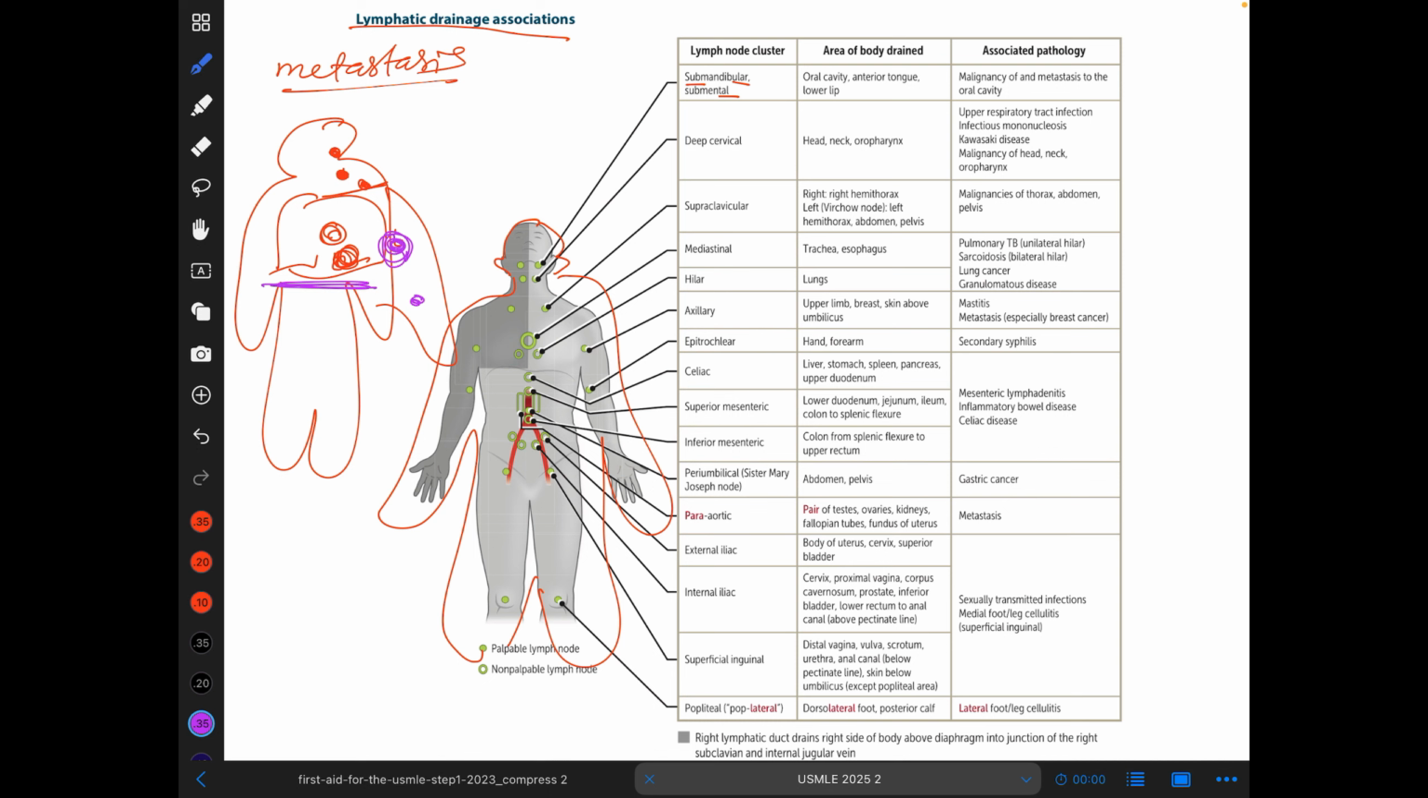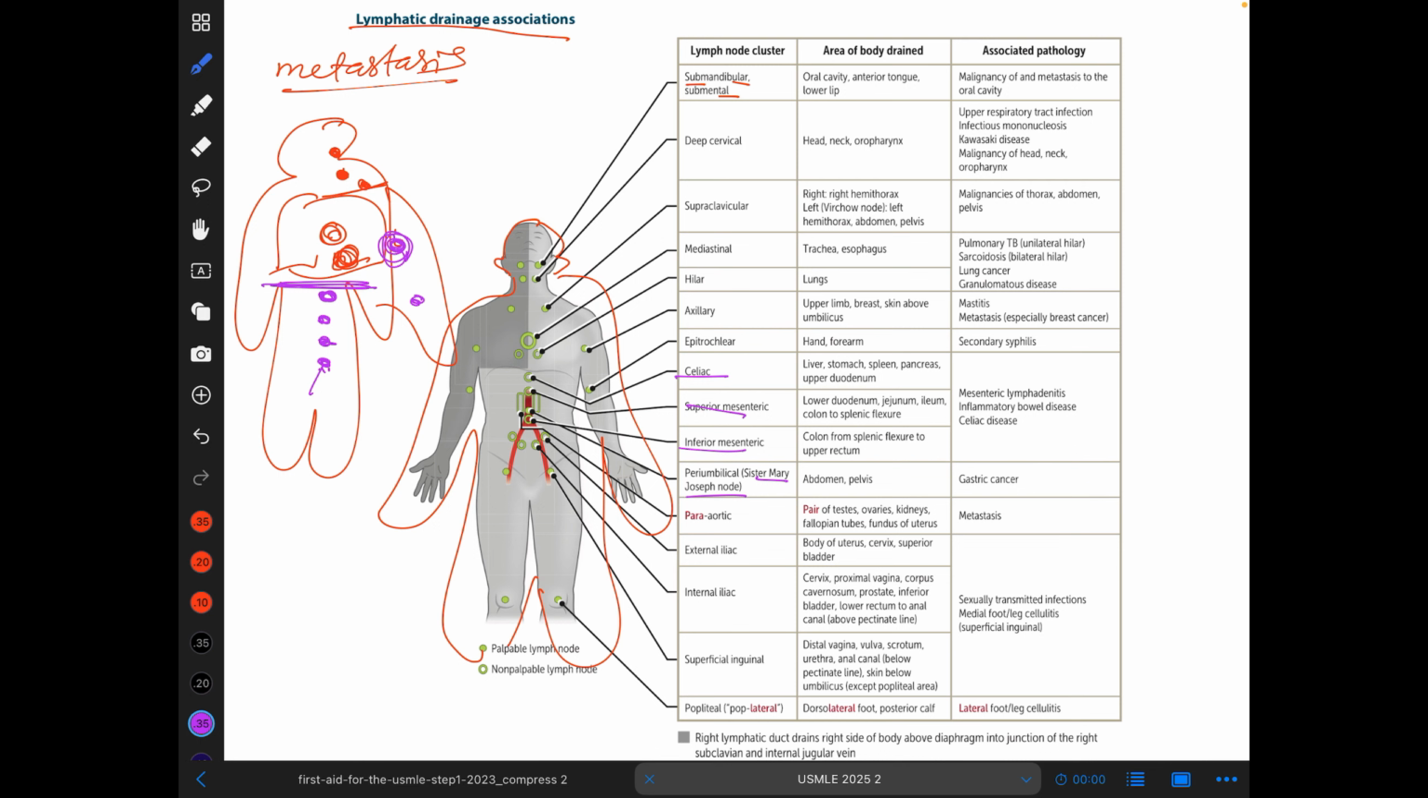If you know about the GIT, there are 3 sections according to embryonic derivation: celiac, superior mesenteric, and inferior mesenteric. Same like that for the GIT, above we have the celiac lymph node, then superior mesenteric, then inferior mesenteric. But between the superior and inferior there is the umbilical. So the umbilical lymph nodes will be para-umbilical lymph nodes, and their second name is Sister Mary Joseph node.